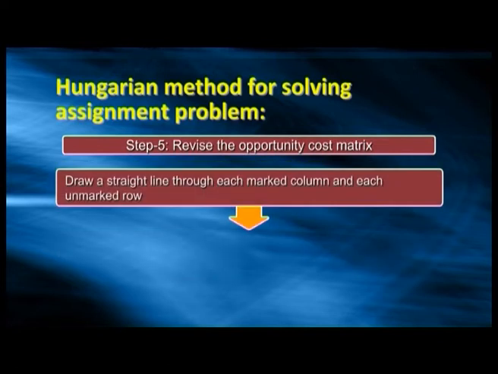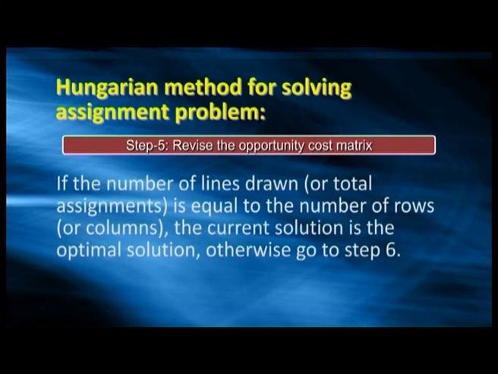Draw a straight line through each marked column and each unmarked row. If the number of lines drawn or total assignments is equal to the number of rows or columns, the current solution is the optimal solution. Otherwise, go to step 6.